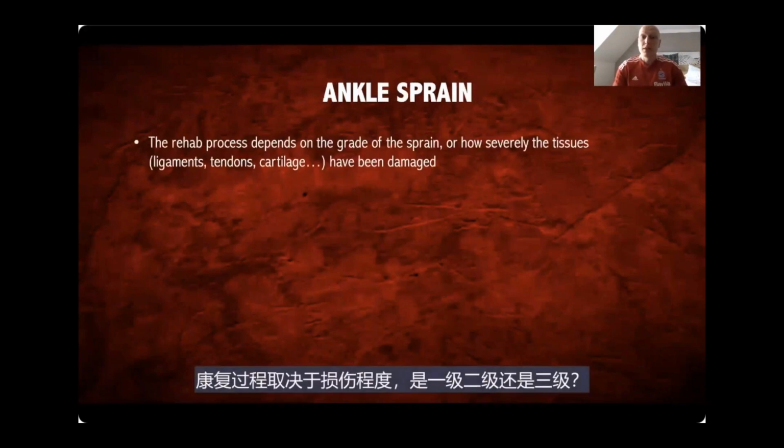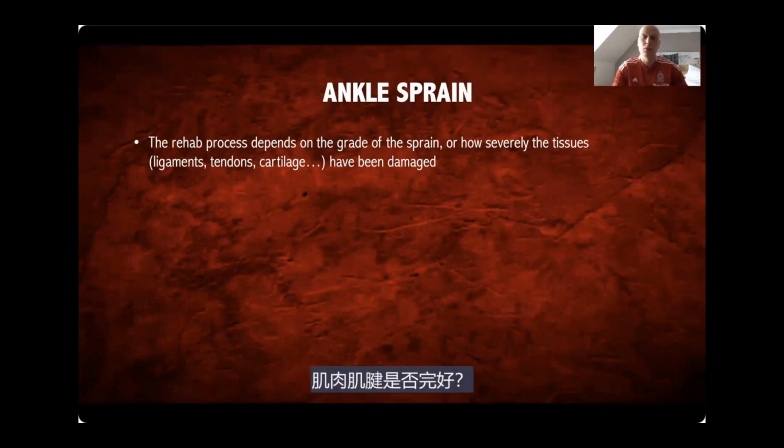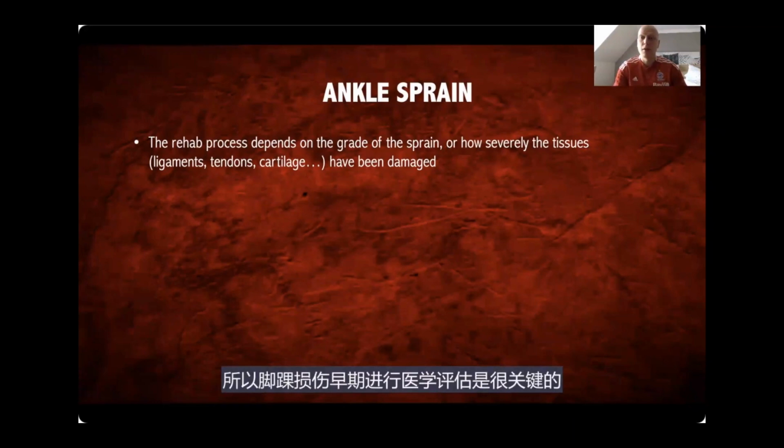Now, the rehab process depends on the grade of sprain. So, is it grade 1, grade 2, grade 3? We have to know how severely the tissue is damaged. So, we have to know if the ligaments are okay, if they are partially ruptured or completely, what happened to muscle tendons, what happened to cartilage, what happened to the nerves, and so on. So, that's why the medical evaluation is critical in the early stage of ankle sprain.